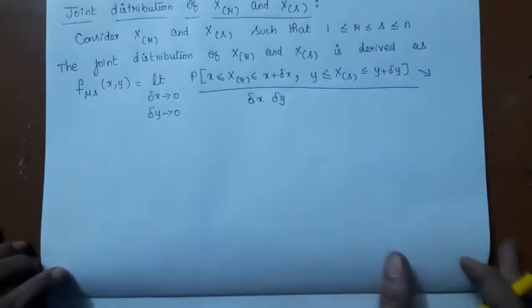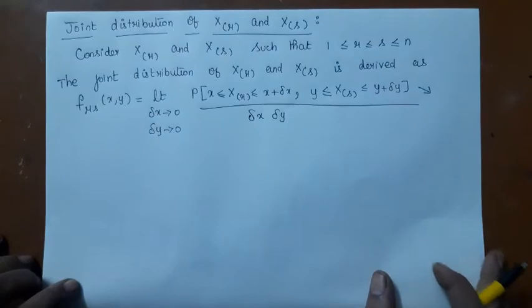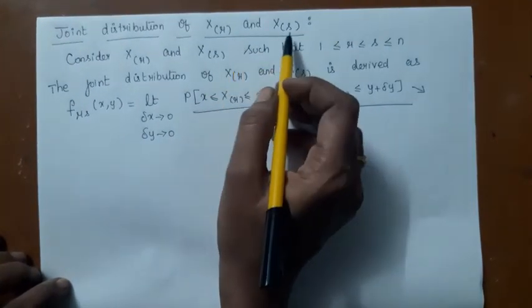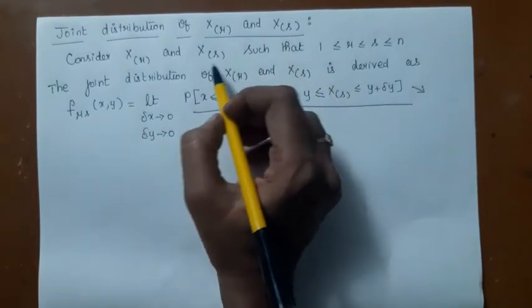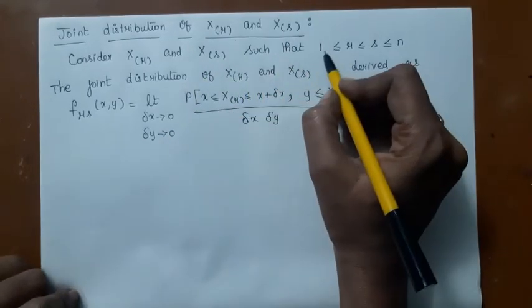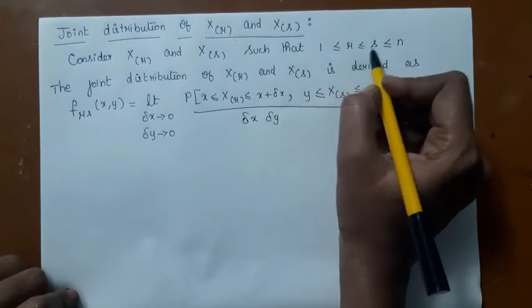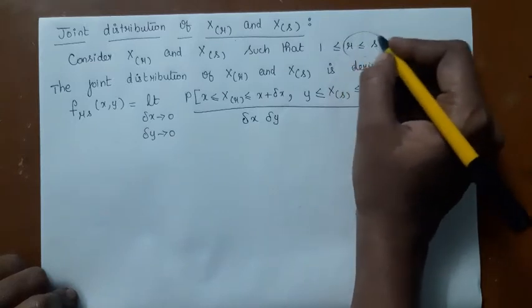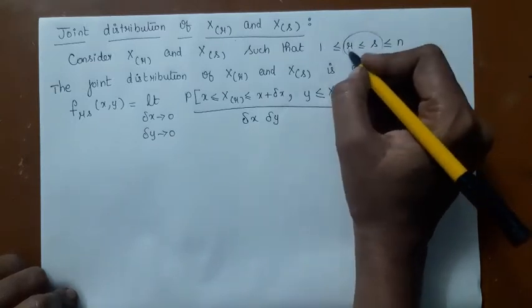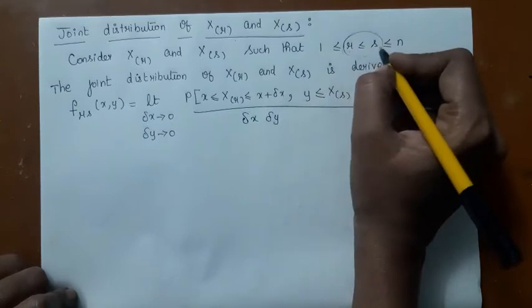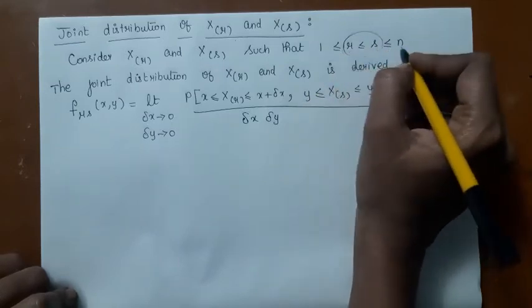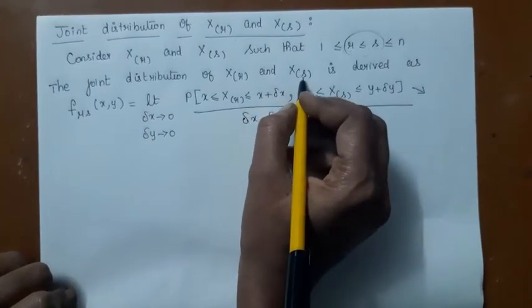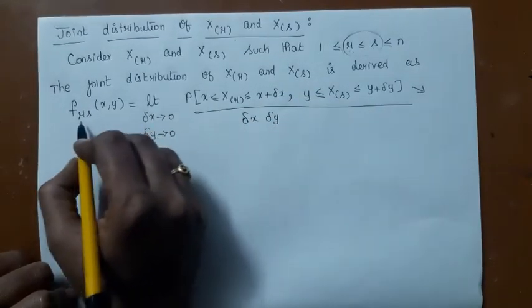In this video, let us derive the joint distribution of X_R and X_S, the rth order statistic and the sth order statistic. R and S are such that 1 is less than or equal to R, less than or equal to S, less than or equal to N. What we emphasize here is R is less than or equal to S. R can be anywhere between 1 and S, and S can be anywhere between R and N. The joint distribution of these two random variables is derived as follows.